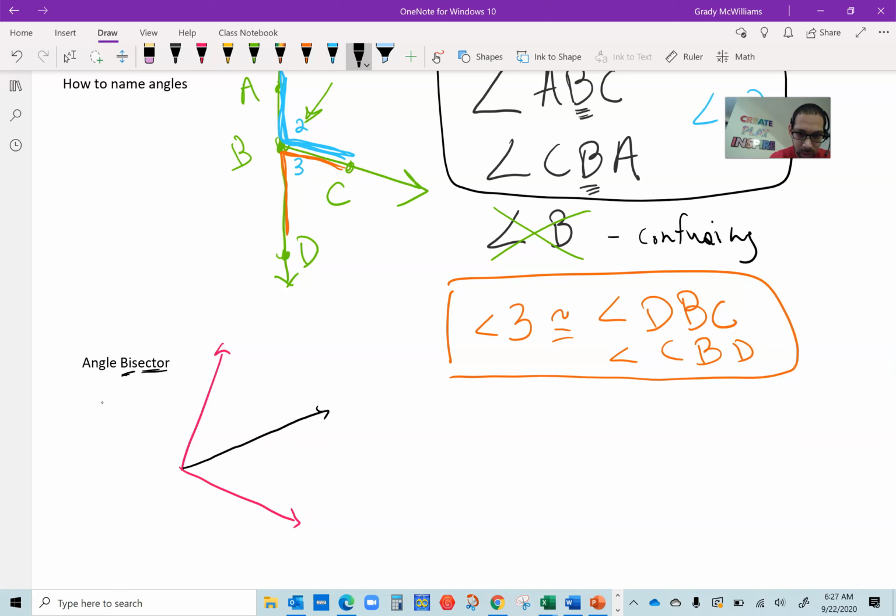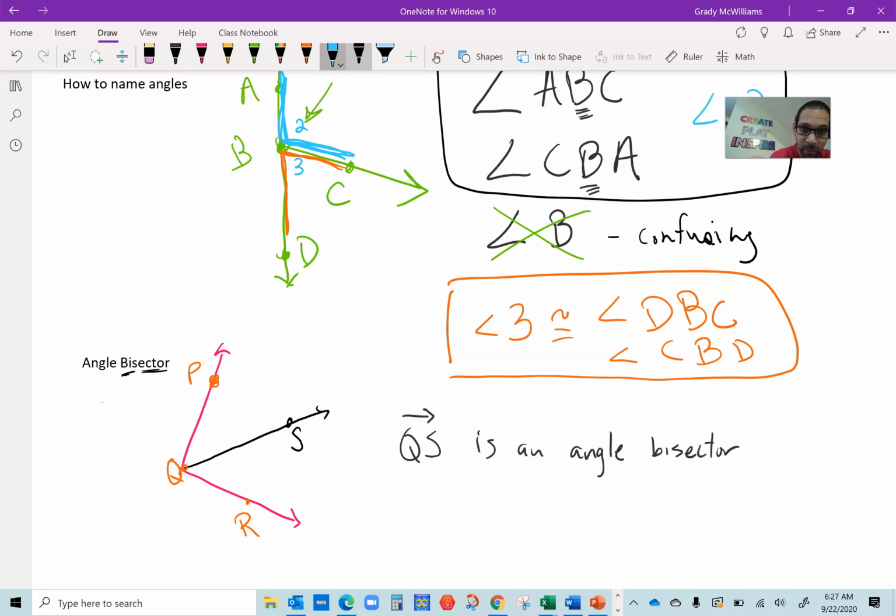Okay, so if I had angle PQR, and I call this S right here, then we could say ray QS, it starts at Q and goes to S, QS is an angle bisector. Well, how do we know it's an angle bisector just by looking at the picture?